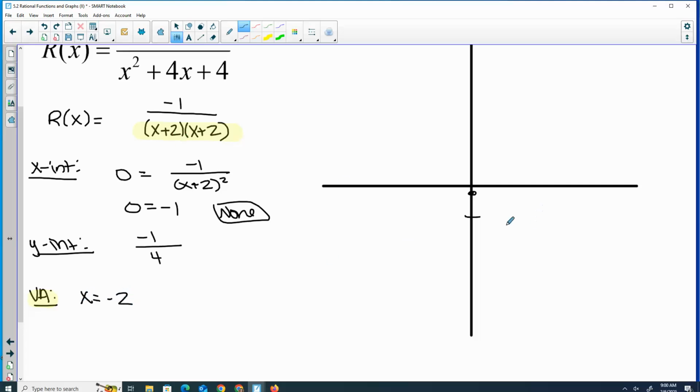And the other one gives me the same thing. Multiplicities don't make a difference on this. So I don't have to say it has a multiplicity of 2. My asymptote is a vertical line that we are not crossing. So we draw it as a dashed line at negative 2.